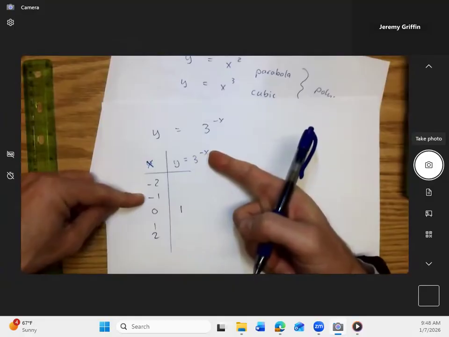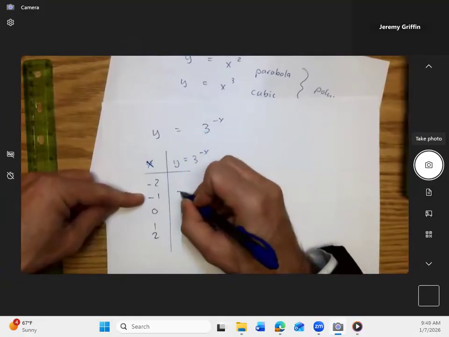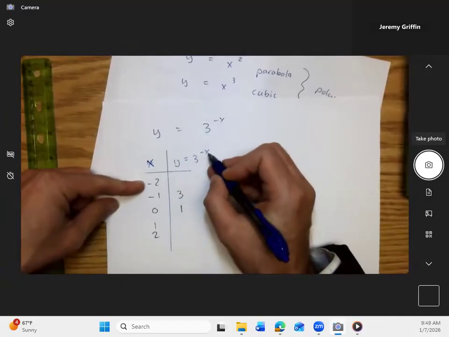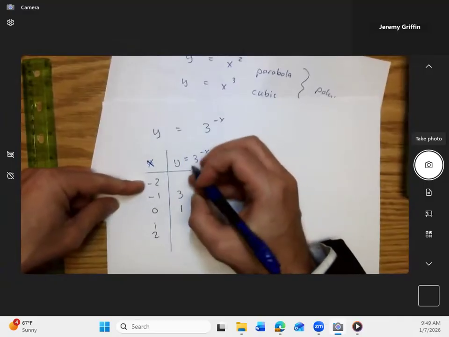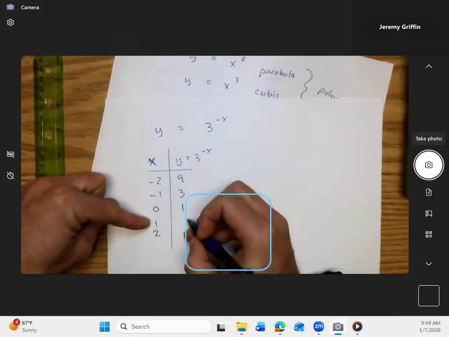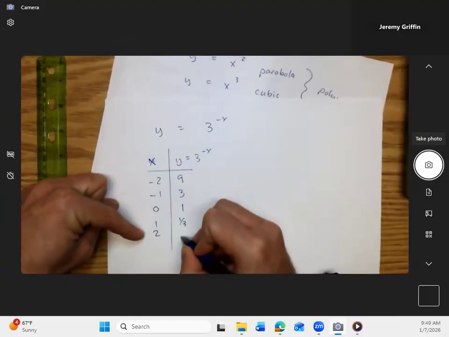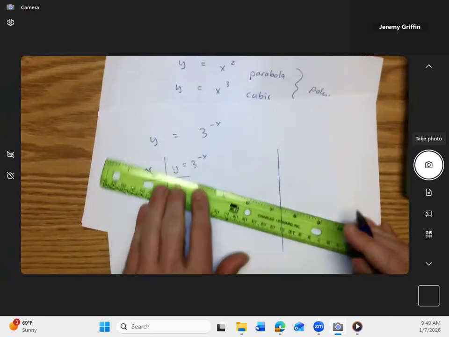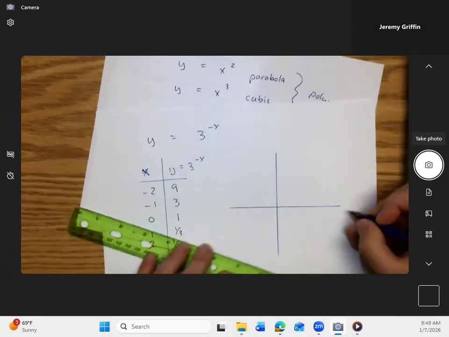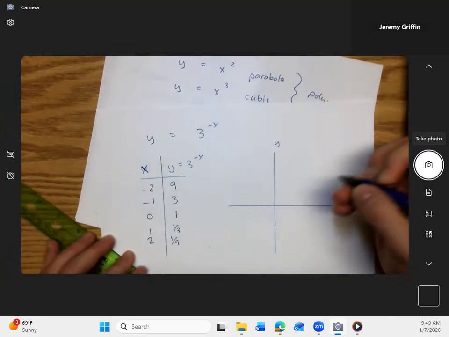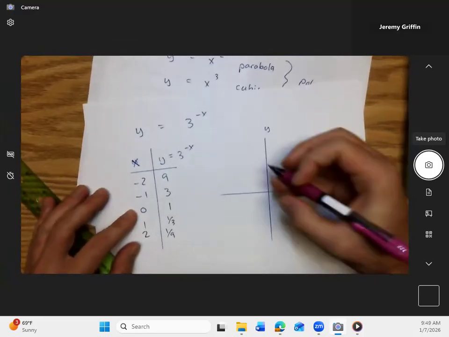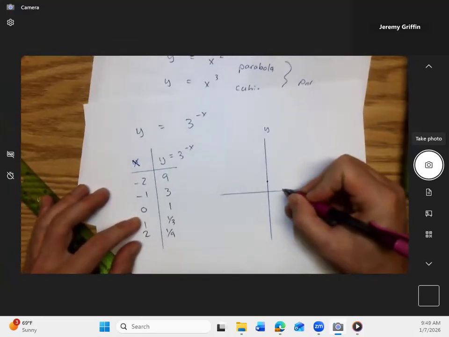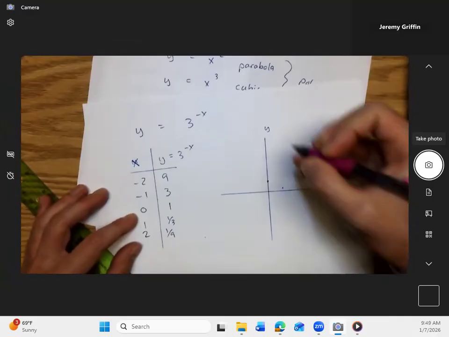It's like +1. And then 3 to the 1 is 3. And if I plug in -2, -2 makes +2. 3 squared is 9. 3 to the -1 is 1/3. 3 to the -2 is 1/9. So if you have a negative x power, plot these points. We got 0, 1, 1, 1/3, 2, 1/9.